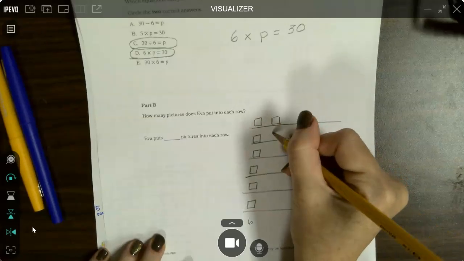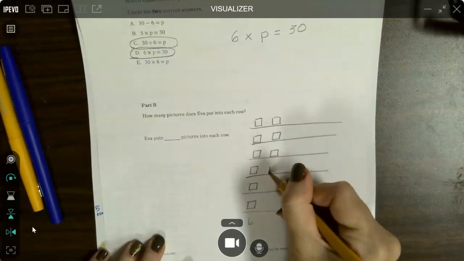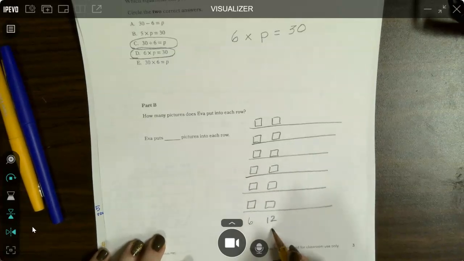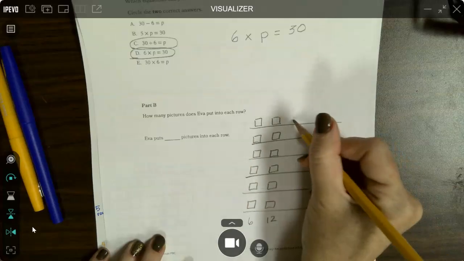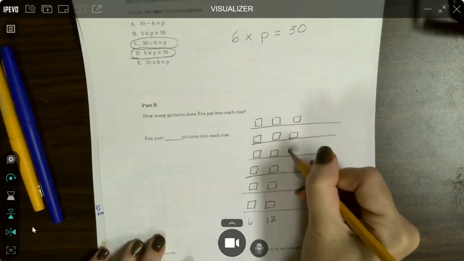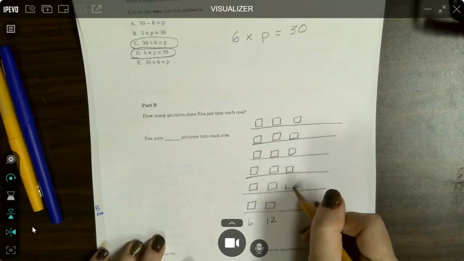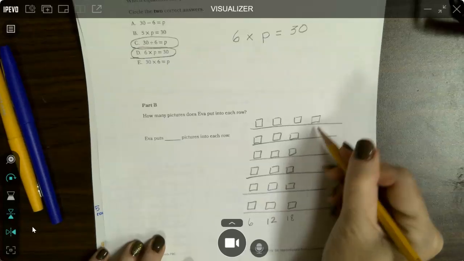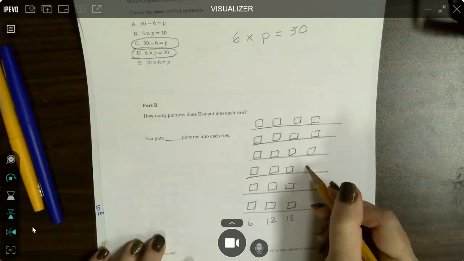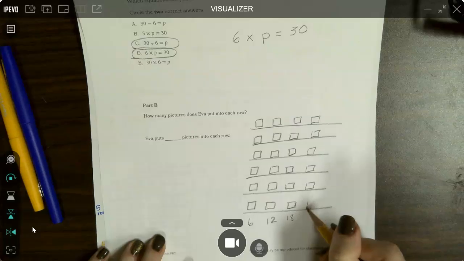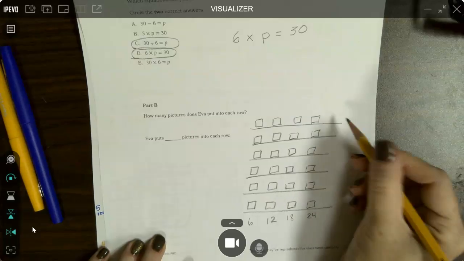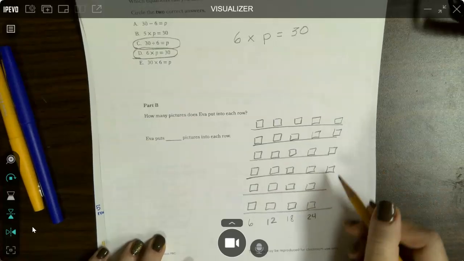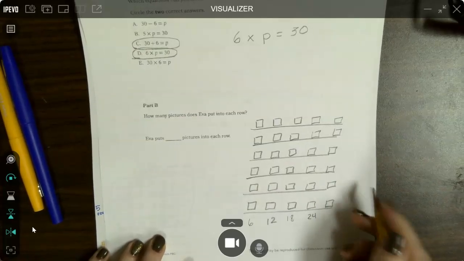Then I have 7, 8, 9, 10, 11, 12. Again, staying organized and keeping track as I count. 13, 14, 15, 16, 17, 18, 19, 20, 21, 22, 23, 24, 25, 26, 27, 28, 29, 30.